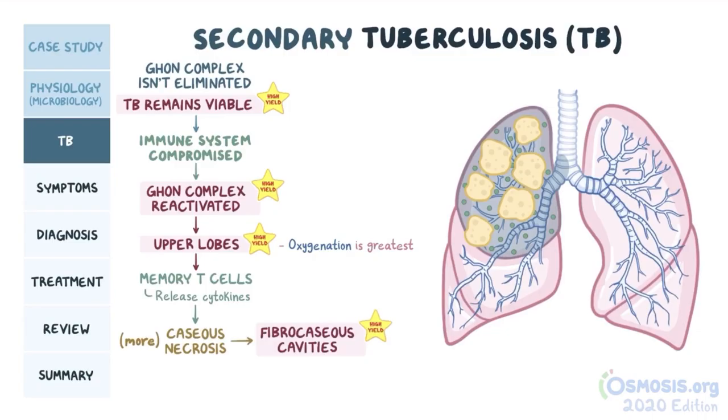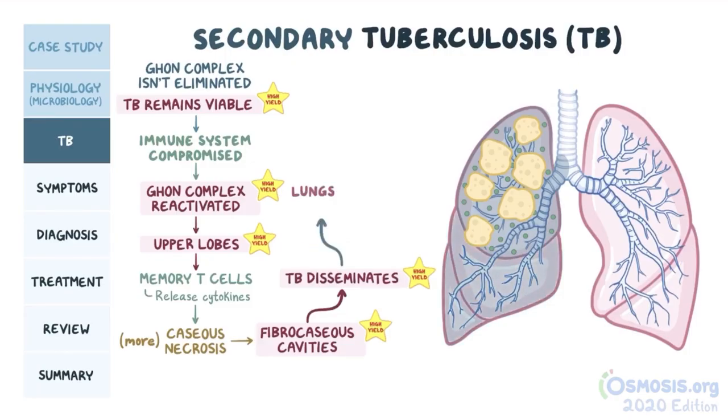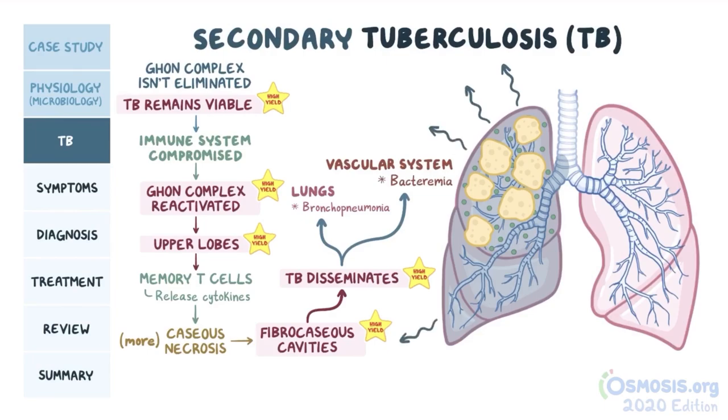Because the cavities are large, they can allow the bacteria to disseminate or spread through airways and lymphatic channels to other parts of the lung, causing bronchopneumonia. Another way the infection in both secondary and progressive primary tuberculosis can spread is via the vascular system, causing bacteremia. This way, TB can infect almost every other tissue in the body, leading to systemic miliary TB.